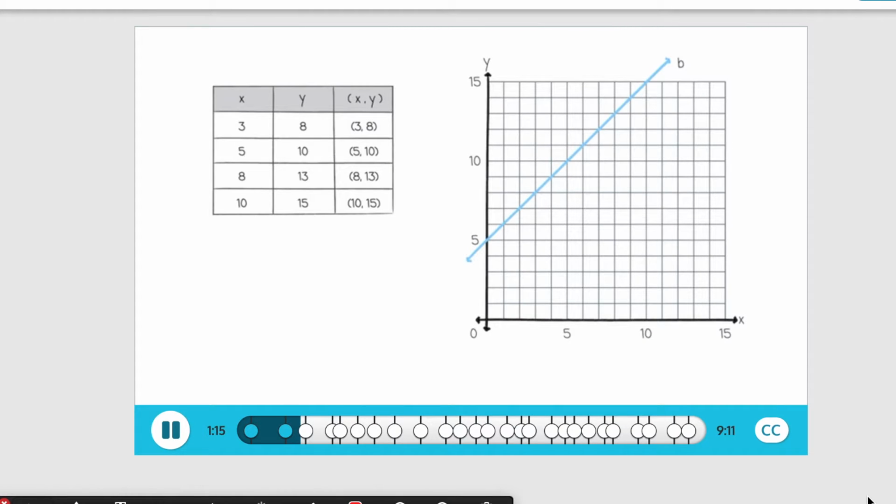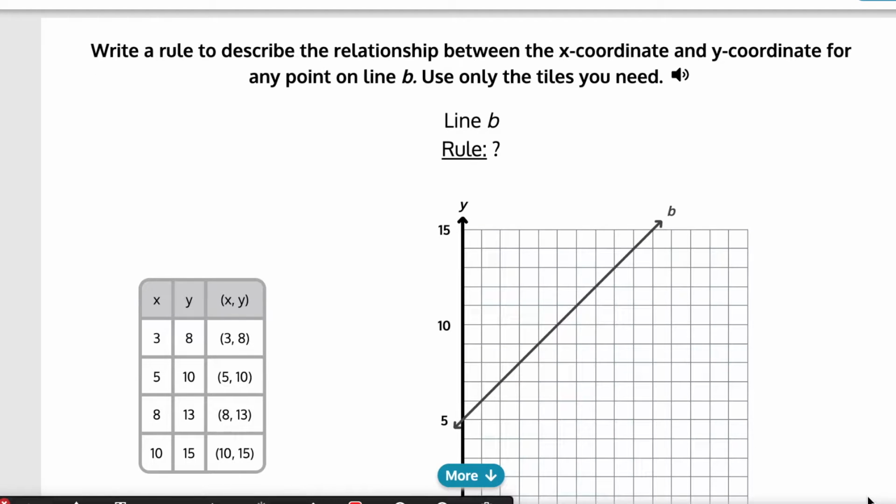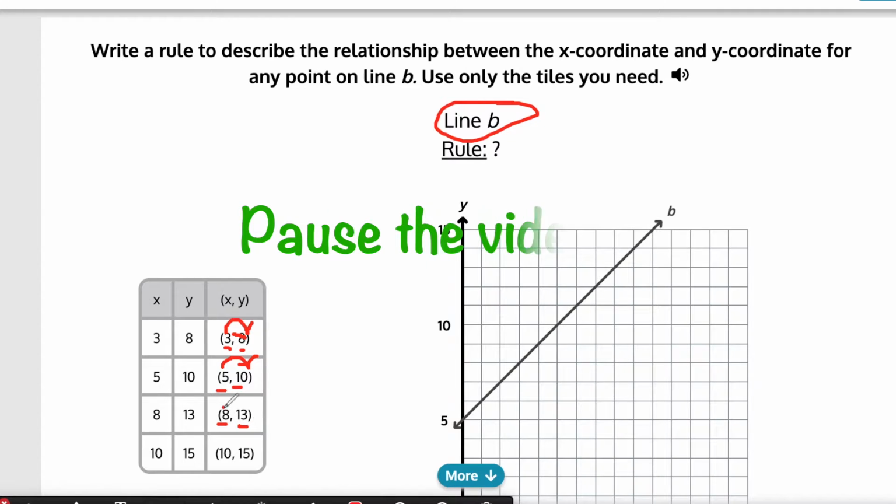I'm seeing a pattern in the coordinate pairs for line B. Can you come up with the rule for line B? All right, you guys pause the video and turn and talk to a partner to try to figure out the pattern or the rule for line B. Here's a hint that'll help you think about it. Look at the x-coordinate and the y-coordinate and think about the relationship. See if there's a common relationship in each one. Go ahead and pause the video if you need to turn and talk to a partner and figure out the rule for line B.